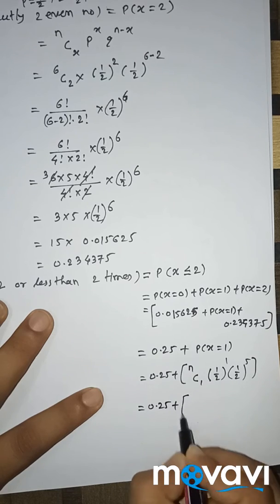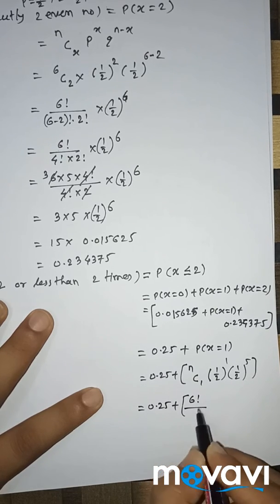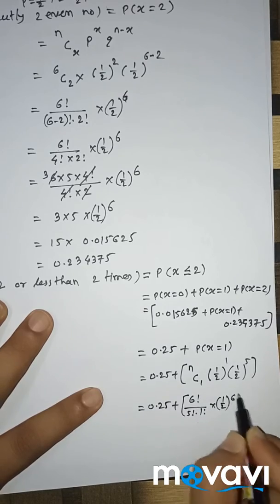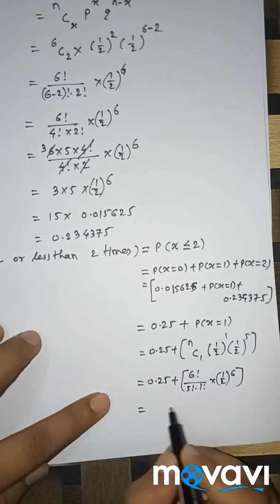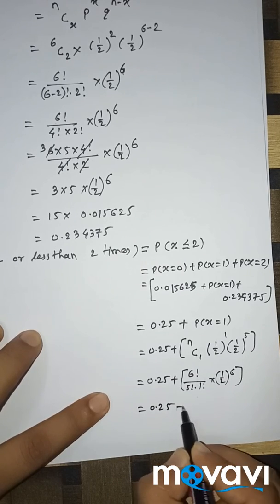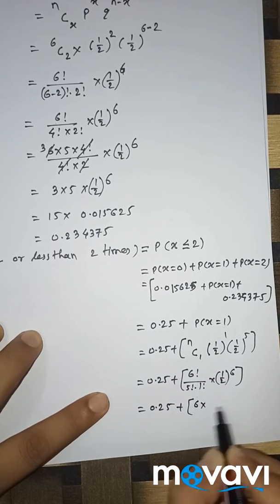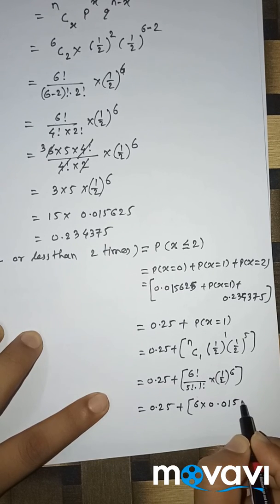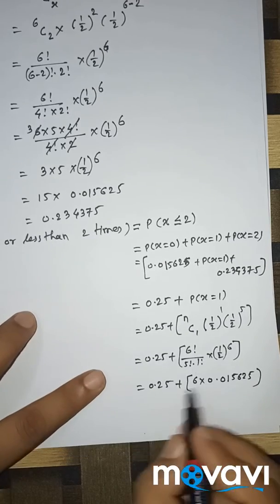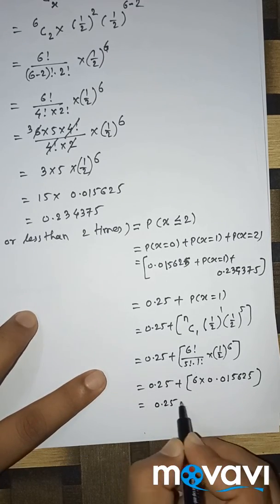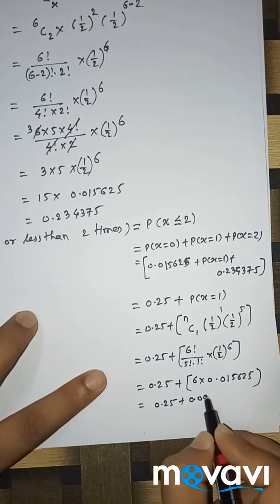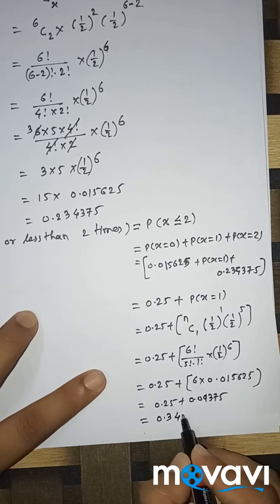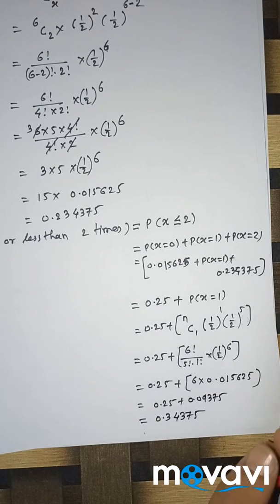This is equal to 0.25 plus 6 factorial upon (6 minus 1) which means 5 factorial into 1 factorial, into half raised to 6. This is equal to 0.25 plus 6 into 0.015625, and this is equal to 0.25 plus 0.09375, and this is equal to 0.34375. This is our final answer.